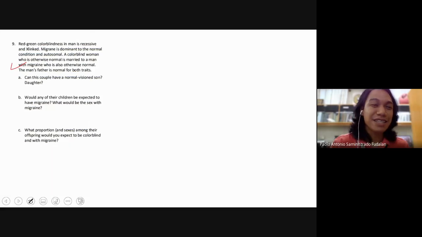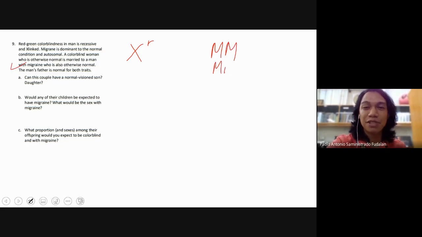Okay, next, red-green color blindness in man is recessive and X-linked. So X-linked, recessive. Let's just have a small r for red-green color blindness. Migraine is dominant to the normal condition. So meaning to say capital M, capital M, capital M, small m. Both of these have migraine. Well, this one's normal.